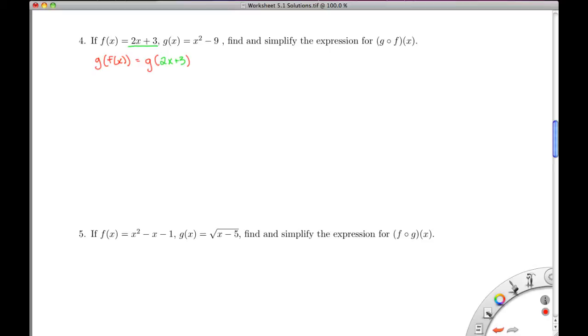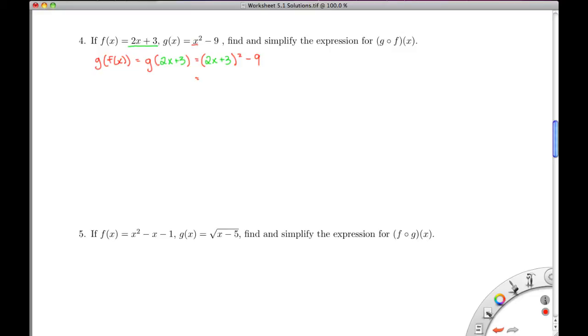So g says take your input and square it. So in this case, what we're going to square is f, namely 2x plus 3. So we square that, and then we just subtract 9. So we've just replaced the x with our 2x plus 3, f. And when we clean this up, we've got to square this. So we've got to multiply these two, the 2x plus 3 times 2x plus 3.